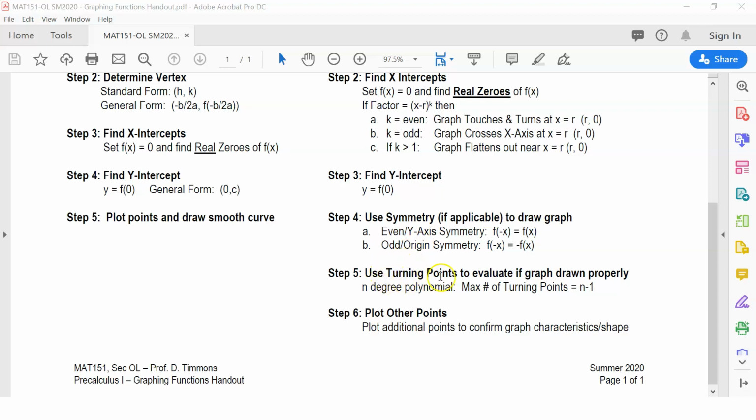In step 5, we'll use our turning points formula to evaluate if our graph is drawn properly. We can identify the maximum number of turning points as n-1. And I've added an additional step that you won't see in the textbook. But sometimes after we put together all the other pieces of our graphing procedure, we like to plot a few additional points just to confirm the graph's characteristics or shape.